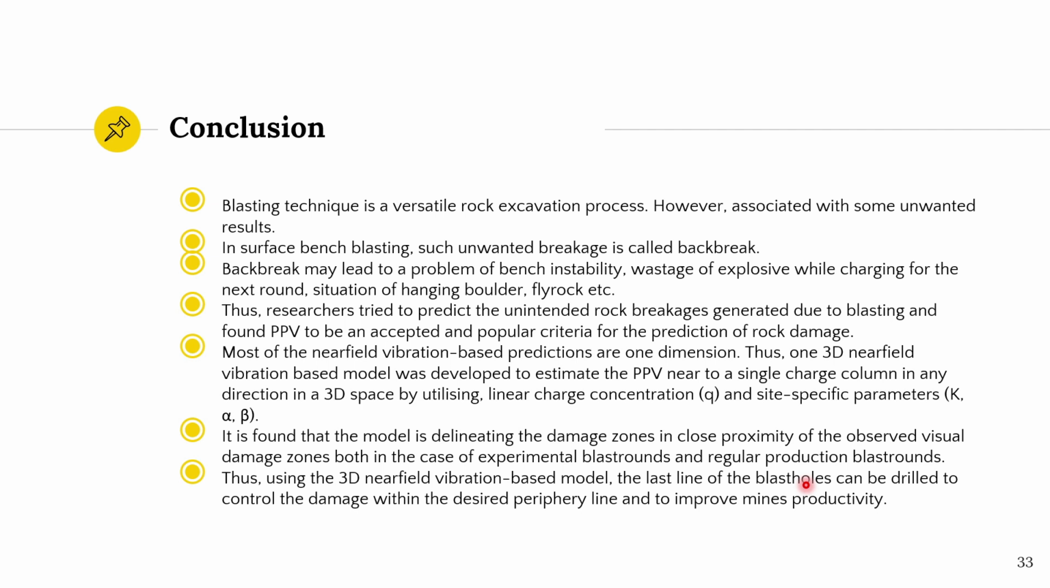Most of the near-field vibration-based predictions are one-dimensional. Thus, one 3D near-field vibration-based model was developed to estimate the PPV near a single charge column in any direction in 3D space by utilizing the linear charge concentration Q and site-specific parameters K, alpha and beta. It is found that the model is delineating the damage zone in close proximity of the observed visual damage zones, both in the case of experimental blast rounds and regular production blast rounds.